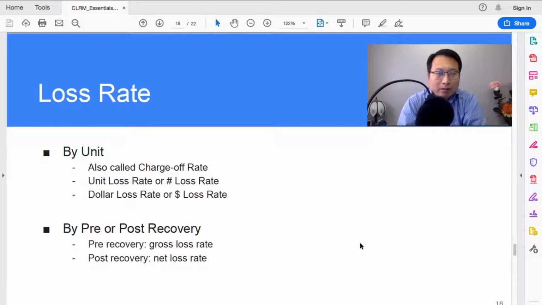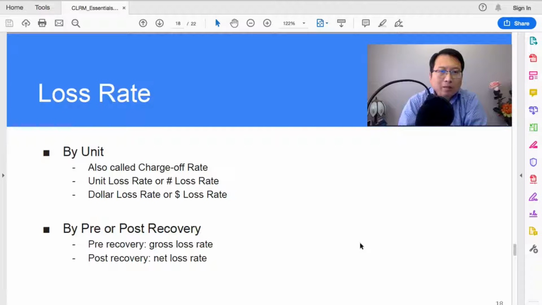Then we'll look at the loss rate. Similarly, by the unit, we can have a unit loss rate, which is calculated based on the number of losses divided by the total number of accounts, or a dollar loss rate, which is the dollar amount associated with the loss divided by the total portfolio balance. Loss is also called a charge-off, so loss rate can also be called a charge-off rate.